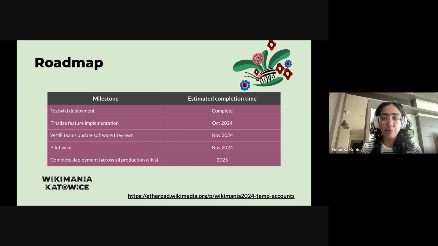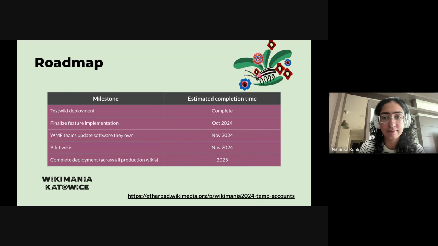We are expecting fellow Wikimedia Foundation teams to update the software they own that depends on temporary accounts by November. We also want to do a pilot with a small set of wikis in November. These are going to be small to medium-sized wikis with low IP editing impact. And lastly, we want to make sure we completely deploy to all production wikis by sometime in 2025. This is an estimated timeline. This is subject to change, but our hope is to wrap this work up sooner rather than later, because this is a legal threat and also a privacy risk.